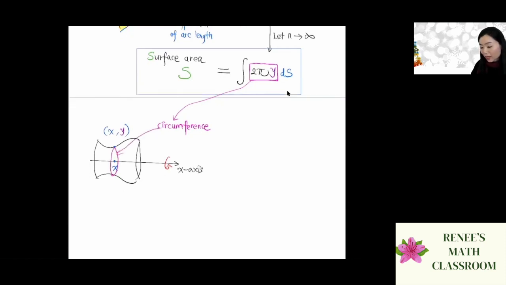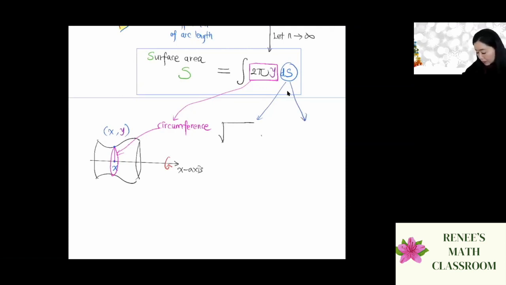So that's 2 pi y. Okay, so think about that. And the ds over here, let's see if any of you remember this. The ds here, you can do it 2 different ways. Remember last time we talked about that? We have 2 different expressions.